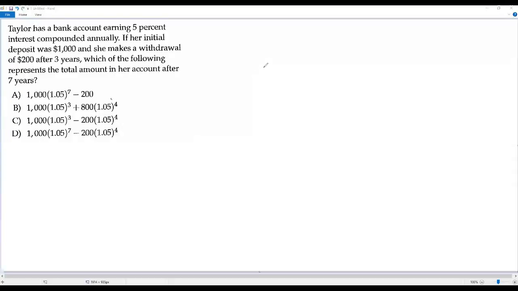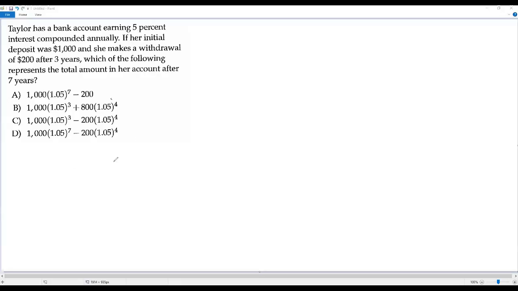Here we have a SAT math question on compound interest. Okay, let's go over the question. Taylor has a bank account earning a 5% interest compounded annually. If her initial deposit was $1,000 and she makes a withdrawal of $200 after 3 years, which of the following represents the total amount in her account after 7 years?